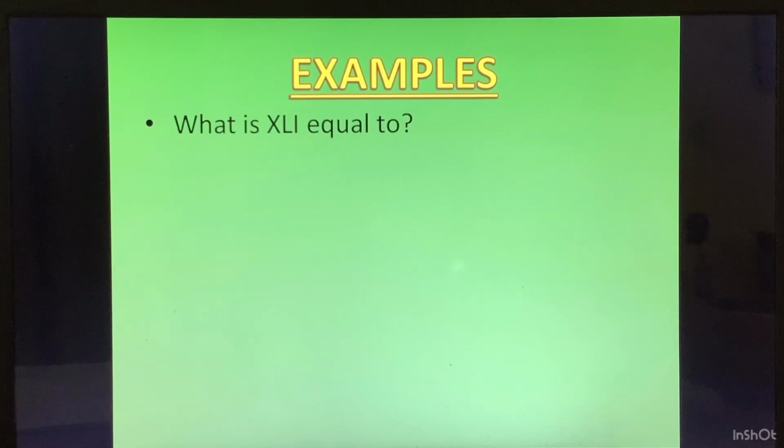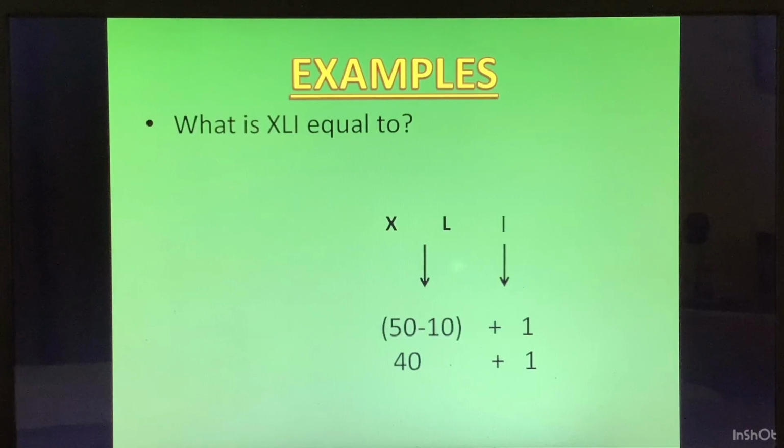What is XLI equal to? X stands for 10, L stands for 50 and I stands for 1. So we will start reading from L, which is the biggest. Now we look at what is on the left of L, X. So it becomes 50 minus 10 and I is on the right, plus 1. So which gives us 50 minus 10 plus 1. 50 minus 10 is 40. 40 plus 1 is 41. So the numeral becomes 41.